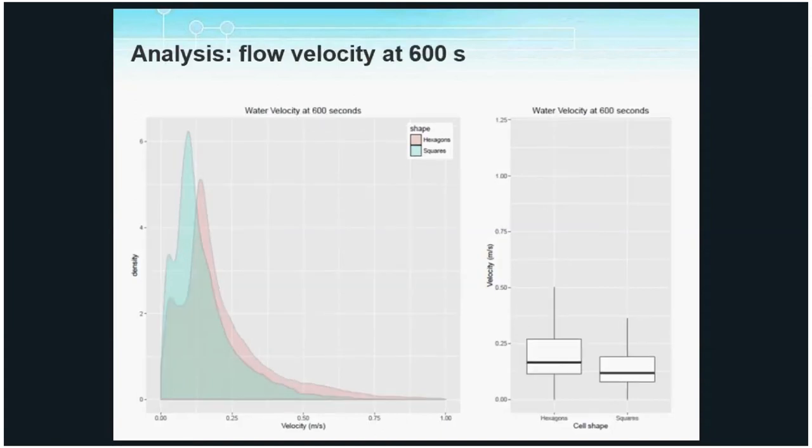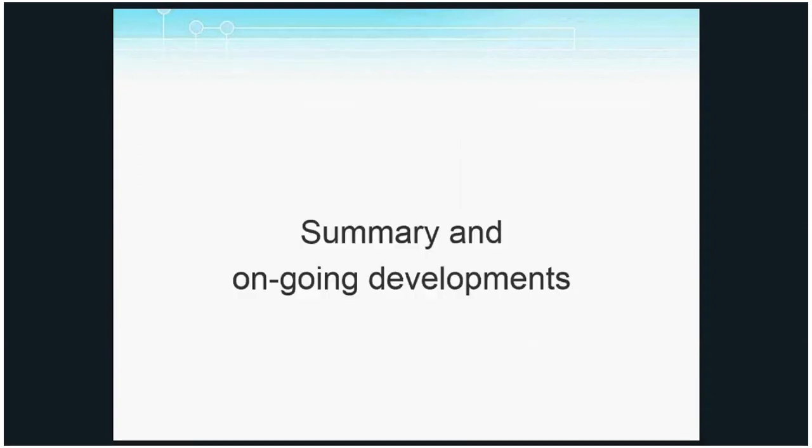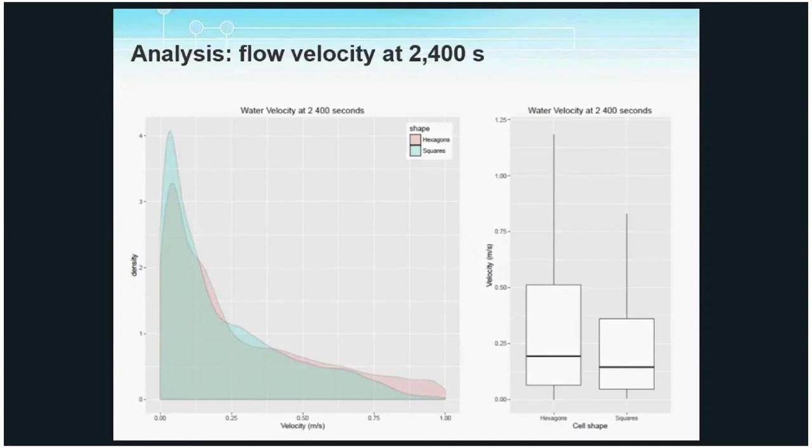For the flow velocity at 600 seconds of the simulation, we have a similar result. And the same for the 2,400 seconds of the simulation. And in these box plots on the right, you can see that there are some cells with much higher velocity in hexagons than in squares. And this can be quite relevant when we look into flood risk, for example, that might take into account not only water depth, but also flow velocities.